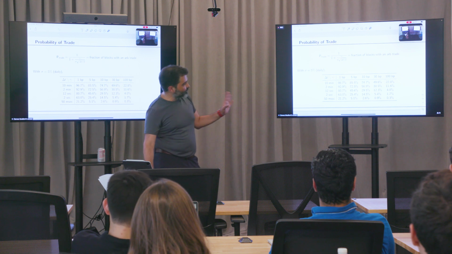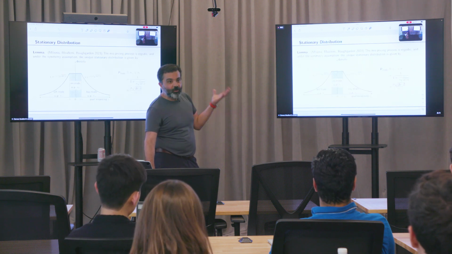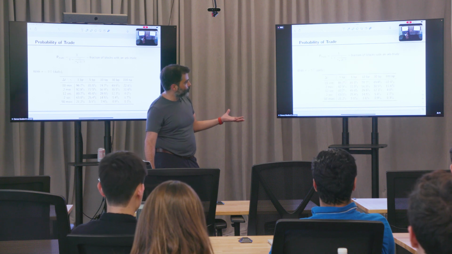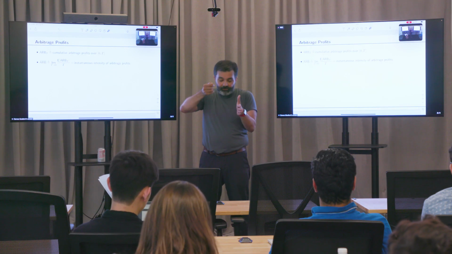But of course, that's only the first part of it. We'd also like to know not only how often they are trading, but how much money we are losing to them. And so I'm going to go through that now. I'm going to define Arb_t to be the cumulative arbitrage profits over 0 to t. So this is a jump process, right? Every time an arbitrageur arrives, this moves up positively some amount. Maybe it moves up 0 if the arbitrageur can't make a trade. But it's never moving down.